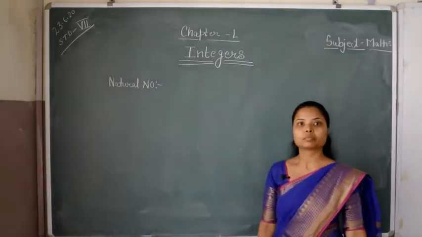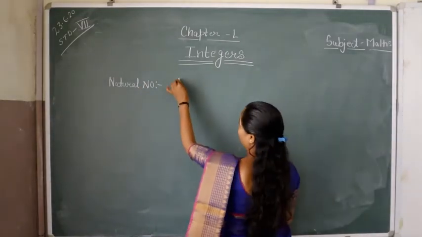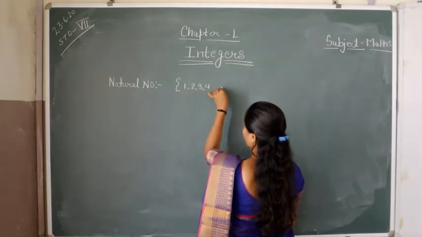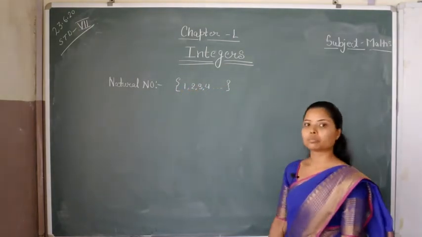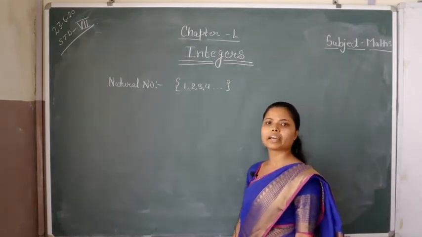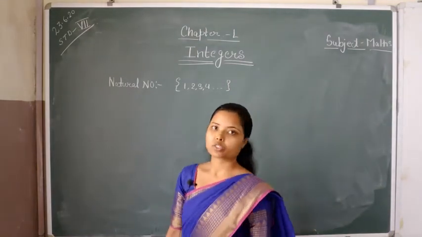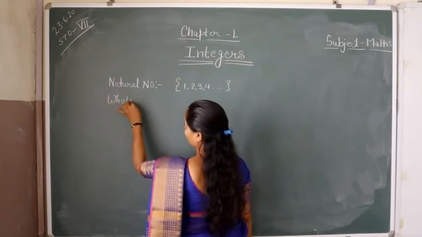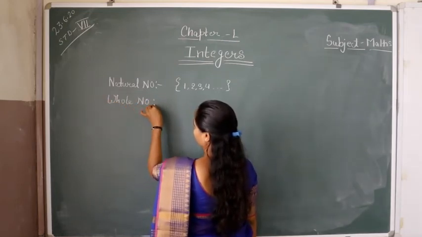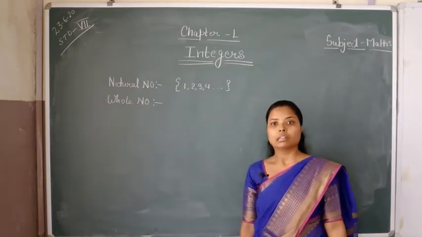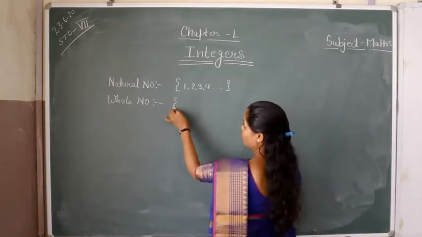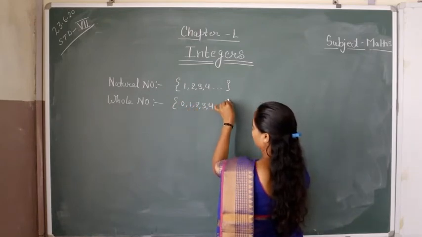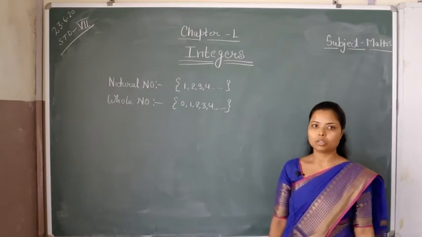Natural number. The set of positive numbers are called natural numbers. In a simple way we can say that counting numbers are called natural numbers. The next, whole number. The set of 0 and positive numbers are whole numbers.